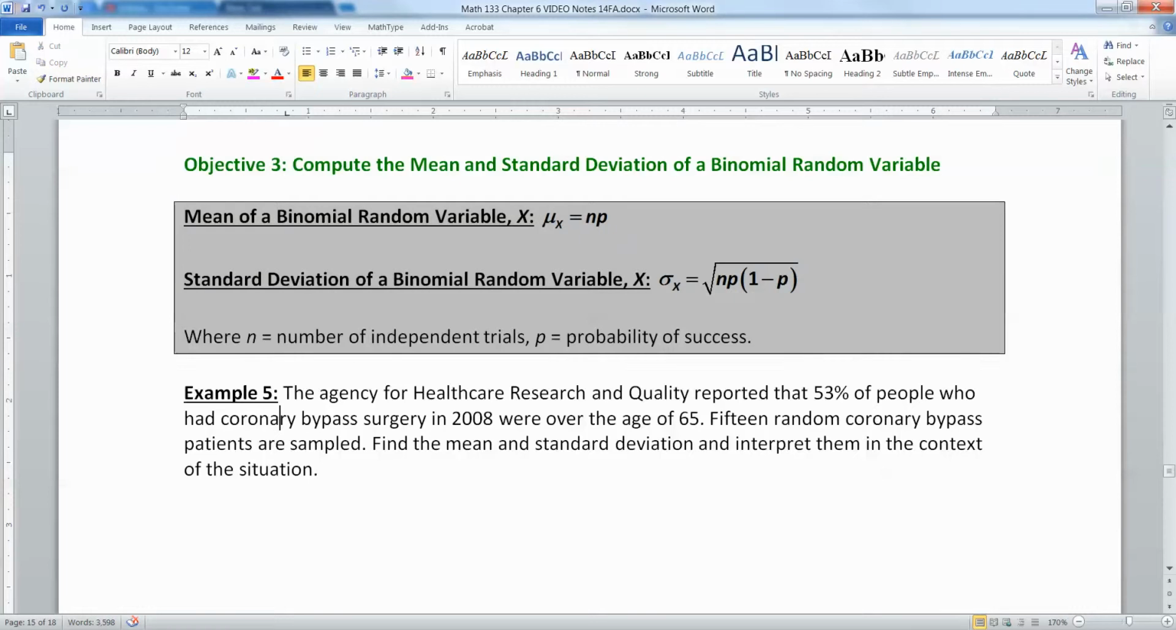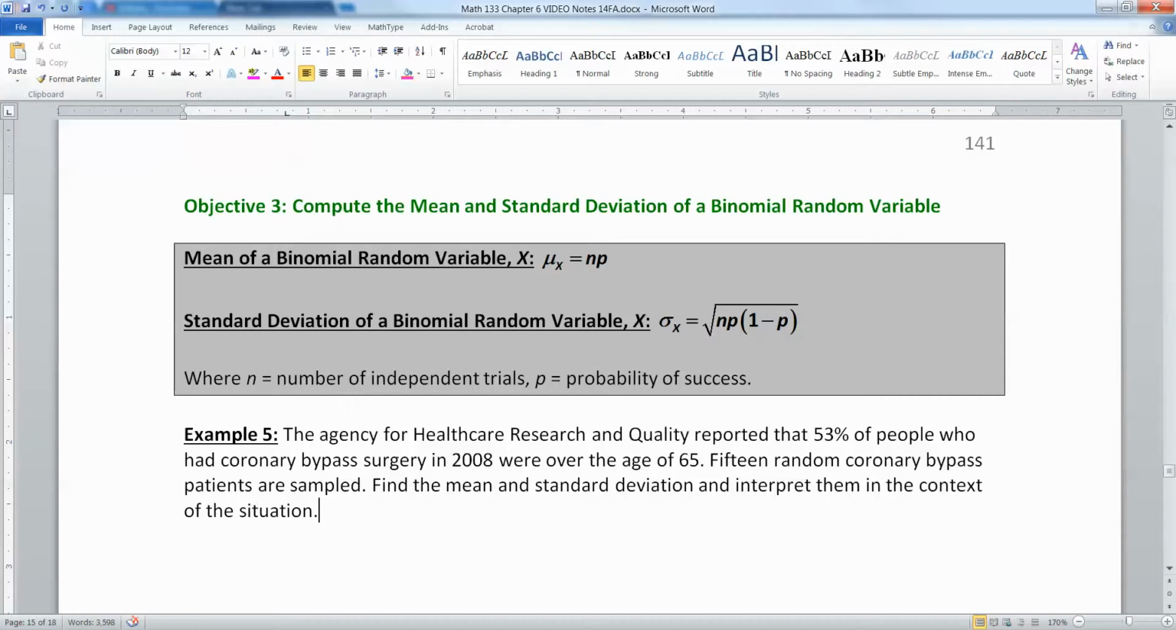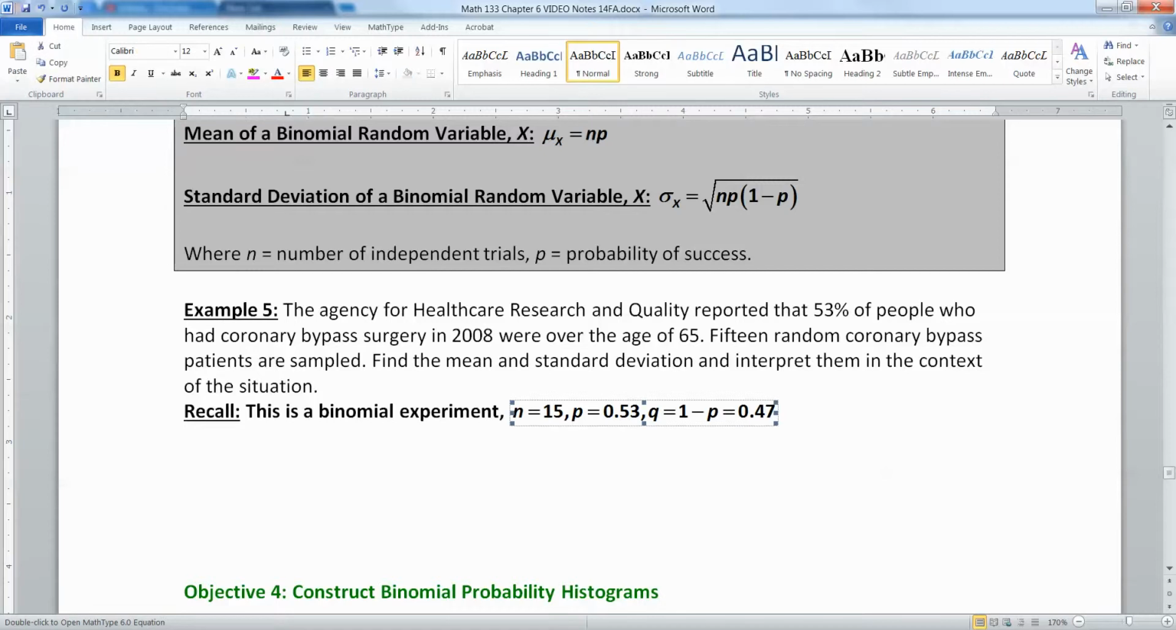So again, let's consider this same report where 53% of people are over age 65 if they have coronary bypass surgery. We have 15 random coronary bypass patients. What's the mean and the standard deviation, and interpret them in context. So the mean is n times p. N was 15 and p was 0.53. q is 1 minus p, which is the probability of failure, is 0.47.